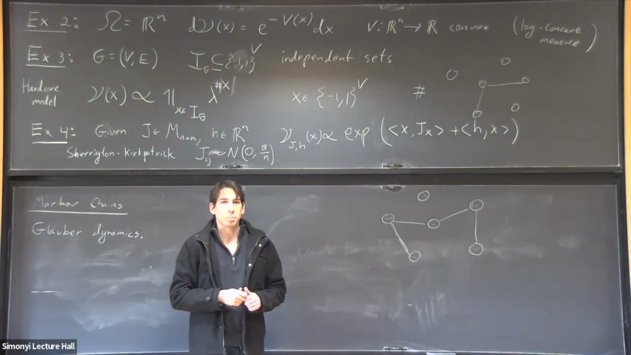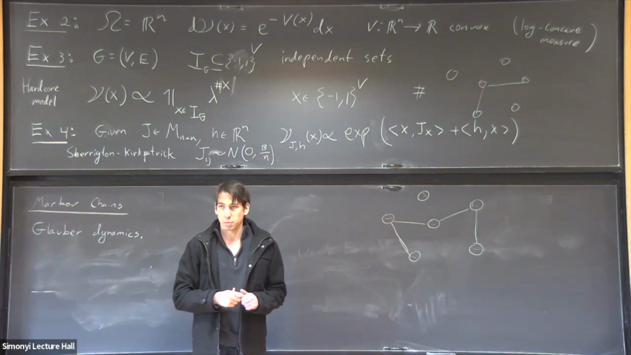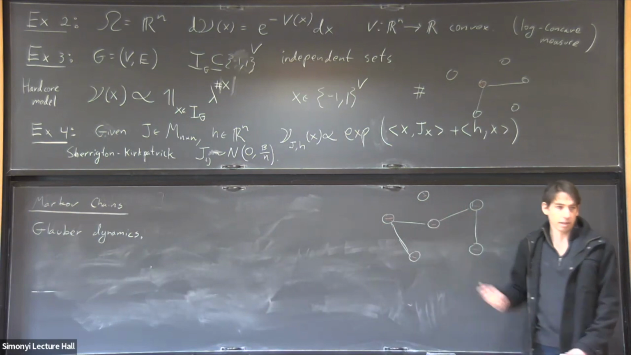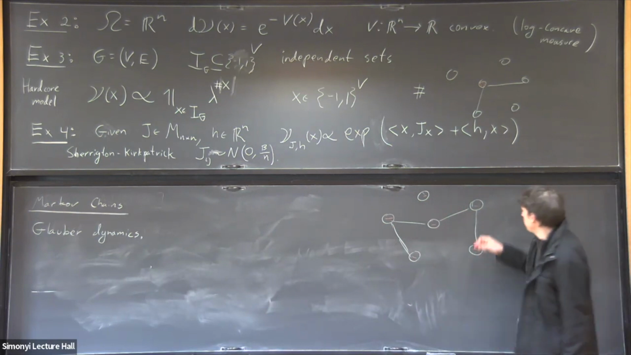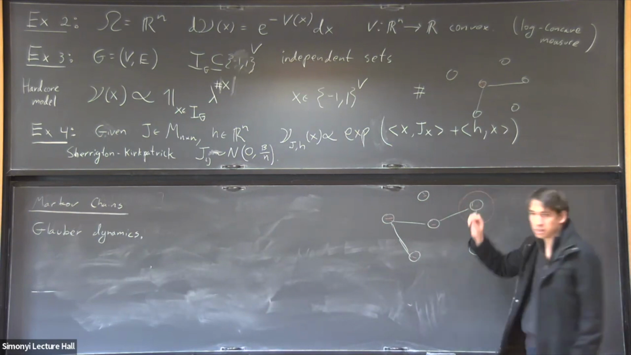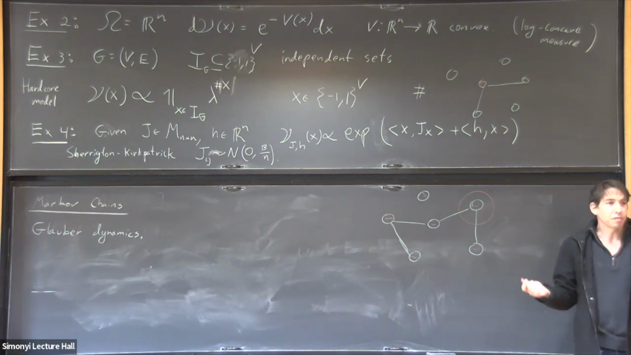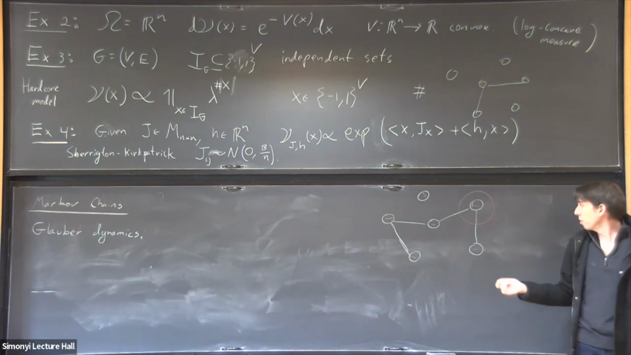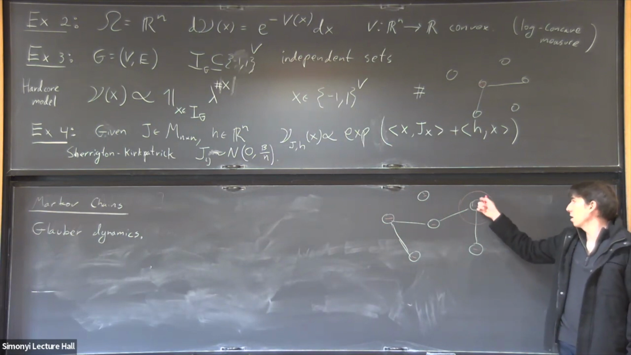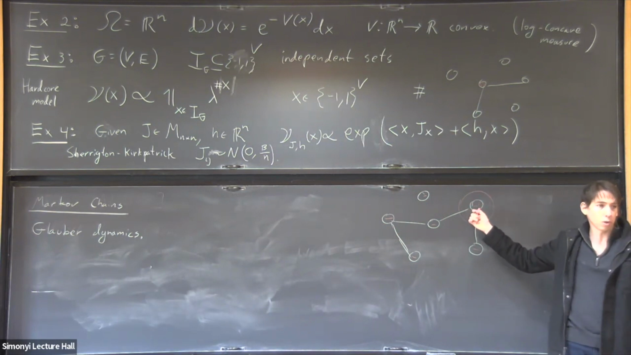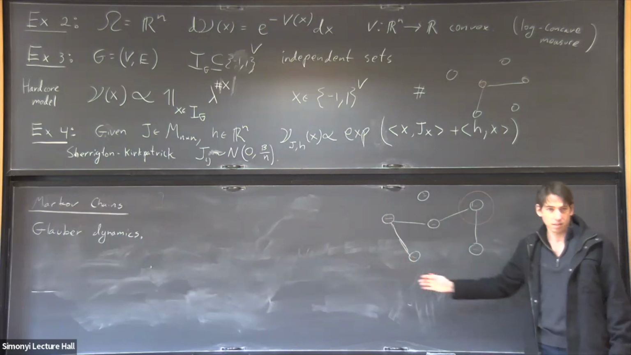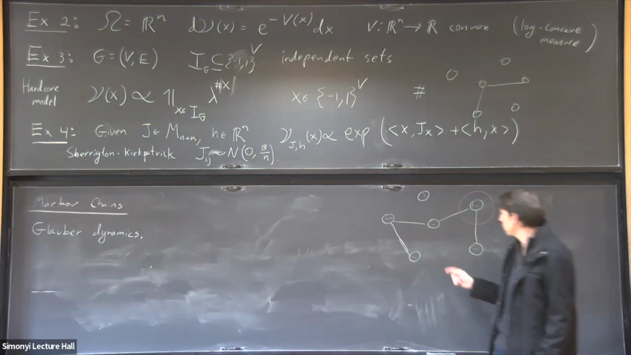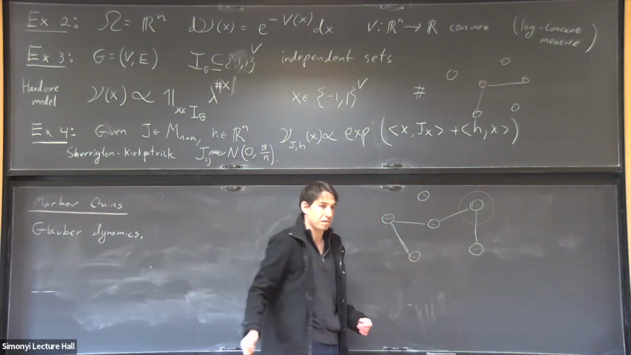And one step of the Markov chain is the following procedure. We first uniformly pick a vertex from the graph. Suppose we picked this vertex. And then we refresh the value of this vertex according to its conditional distribution, where we condition on the rest of the sites. So we basically condition on the values of all the other vertices.